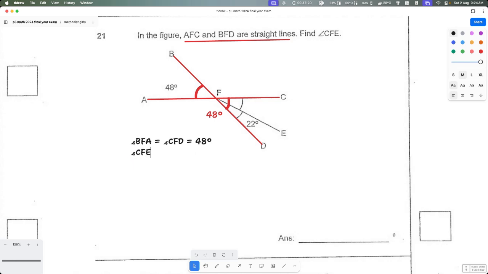From that, I think we can get angle CFE, which is equal to 48 minus 22. This is 26 degrees. So the answer is 26. I used red before, let me put it in black. 26 degrees. All right, let's move on to the next question.